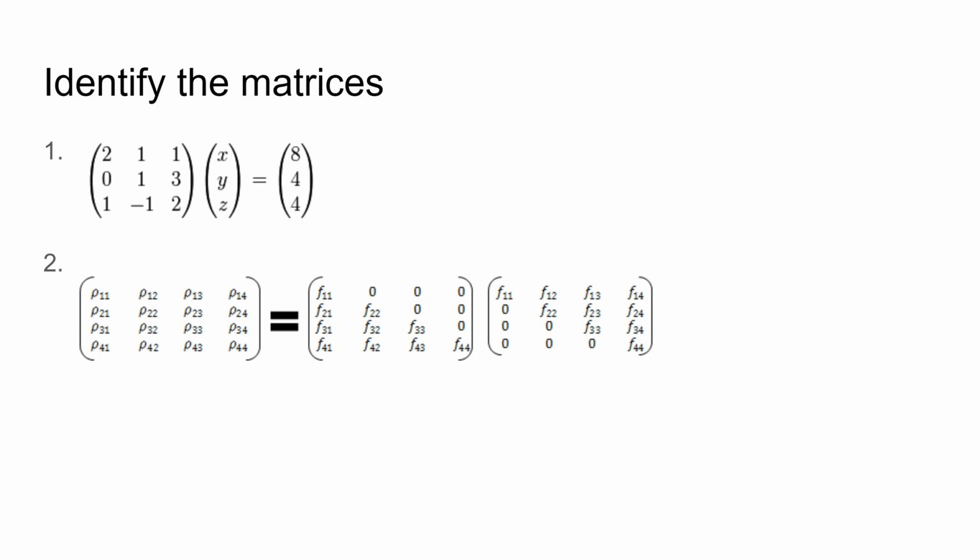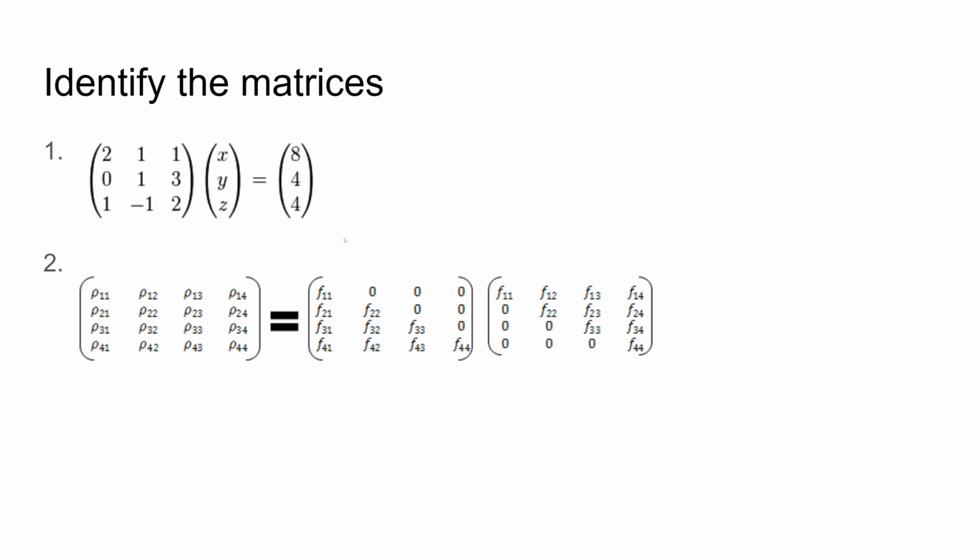So here's another set of problems. You want to identify the matrices. What I mean by this is say which matrix is A, which matrix is X, and which matrix is B in this equation. So the first one is pretty simple. If you want to do it by yourself, by the way, pause the video for a second. Okay, now I'm going to say the answers.